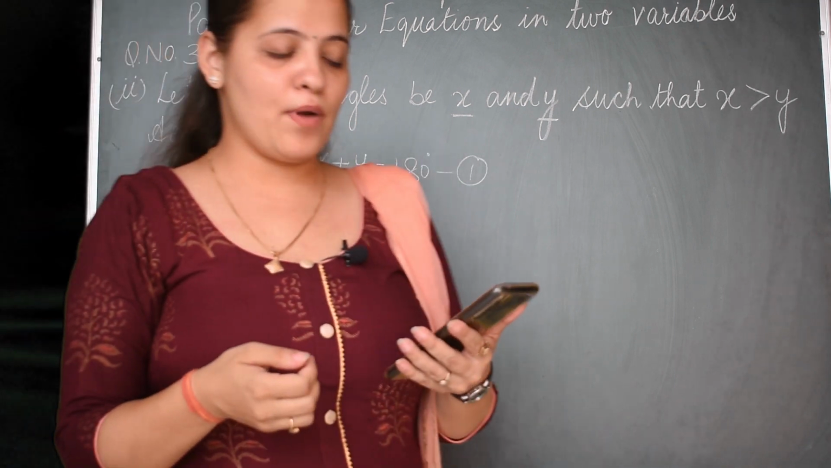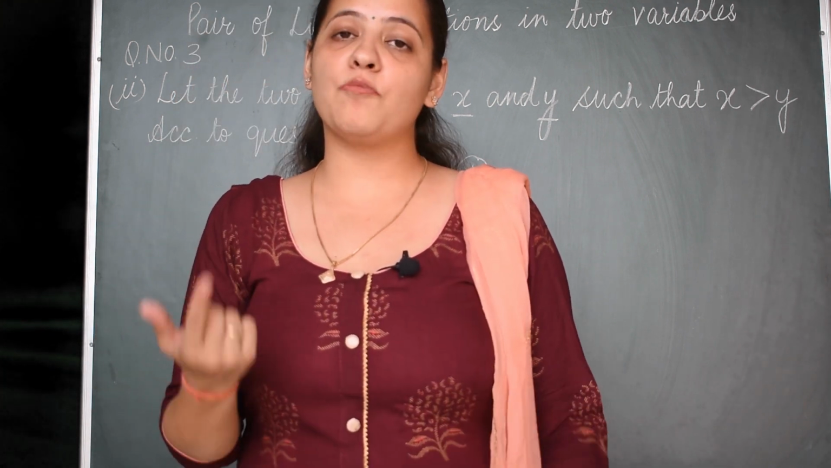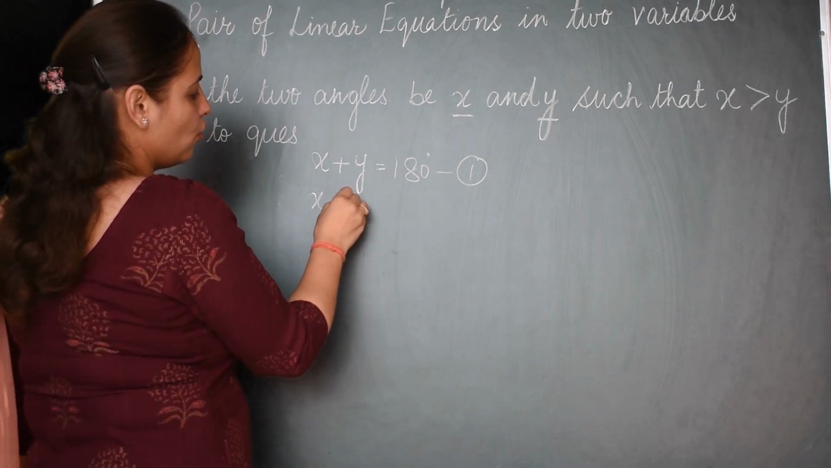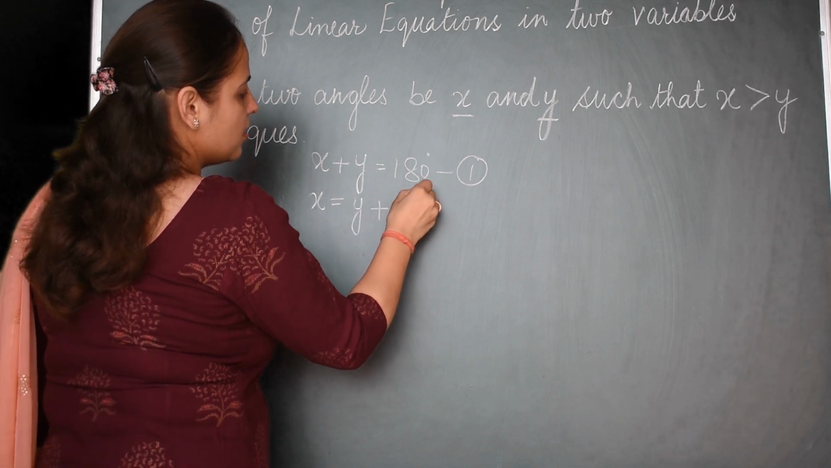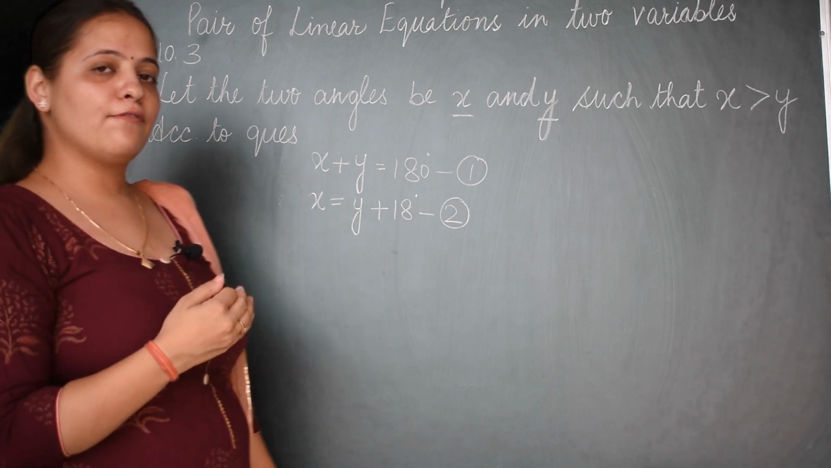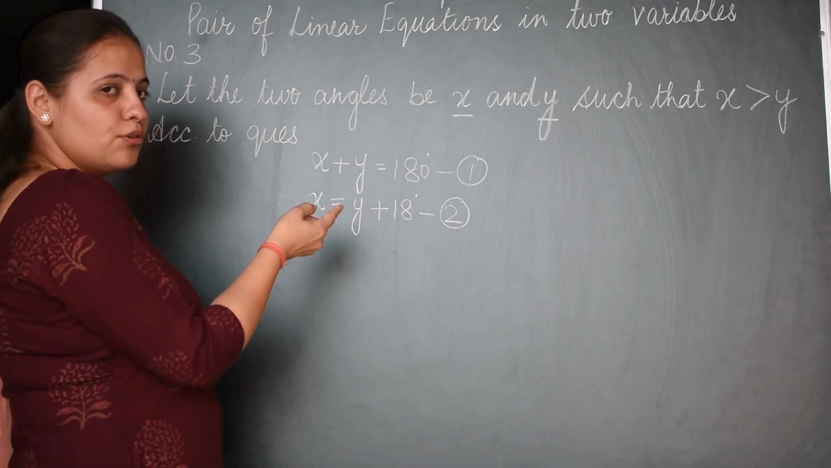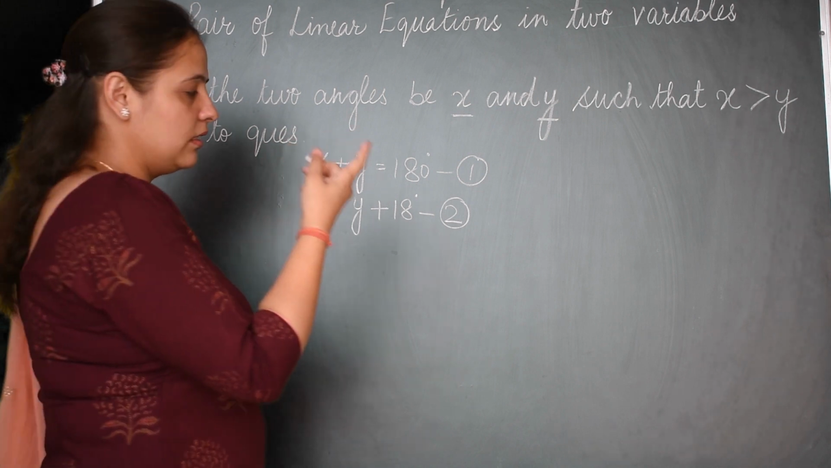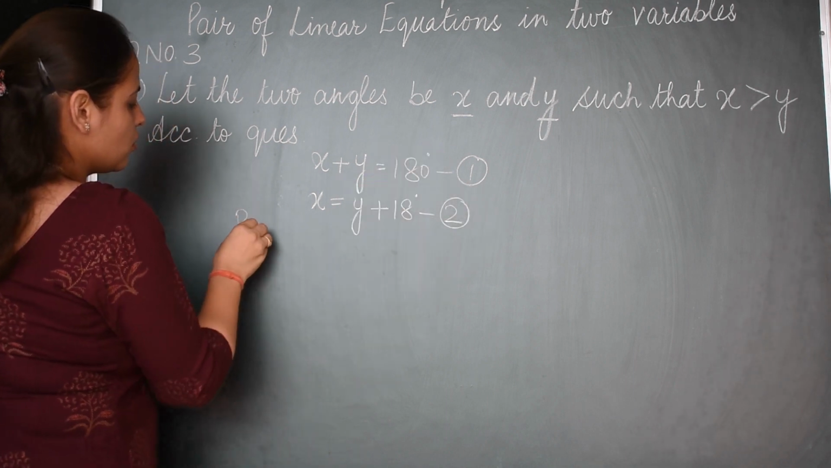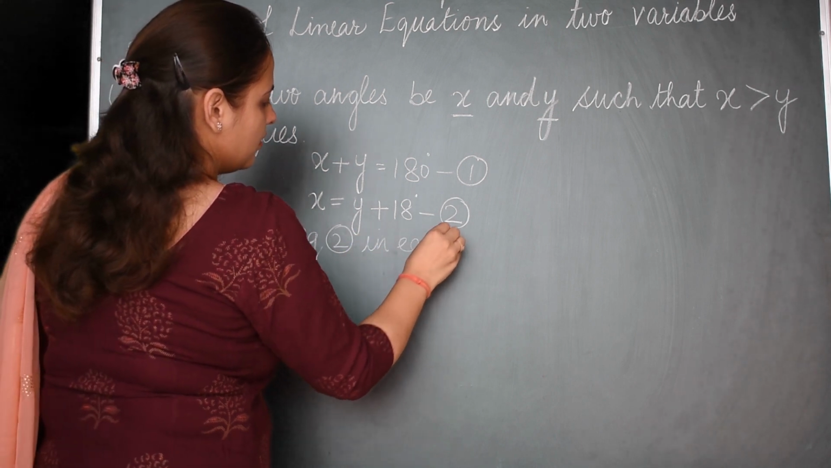Now we'll get the second equation from the statement that the larger of two supplementary angles exceeds the smaller by 18 degrees. So x is the larger angle and it is exceeding, so we will add 18 degrees to the smaller angle. So we have got two equations and now we have to solve it by substitution method. In substitution method, we'll substitute the value of one variable in another equation. Here it is given x is equal to y plus 18, so we'll substitute it. So put equation 2 in equation 1.